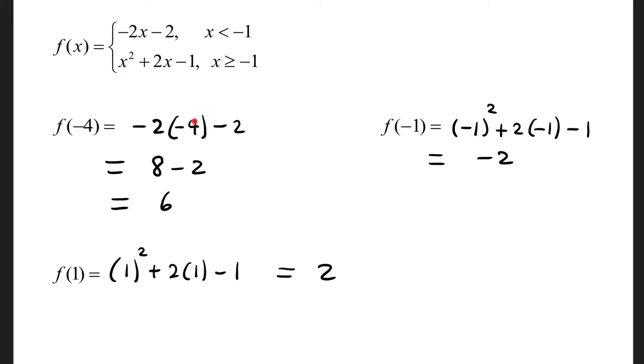Negative 2 times negative 4 minus 2 is 6. F of negative 1, since negative 1 is equal to negative 1, we use the second or bottom piece. Replace your x's in the bottom piece with a negative 1. Simplify and you get negative 2 overall. Finally, we're asked to evaluate f of 1. 1 is greater than negative 1, so we're going to stick with the bottom piece. 1 squared plus 2 times 1 minus 1 is 2.